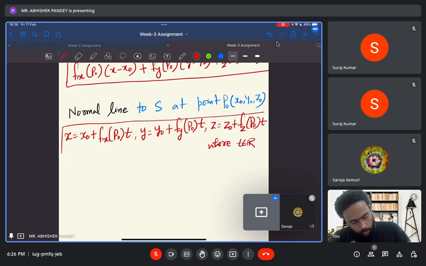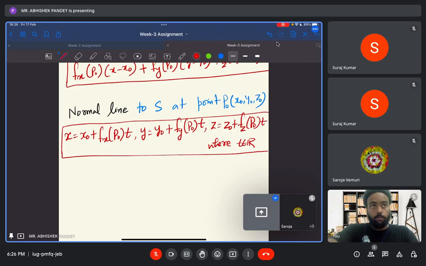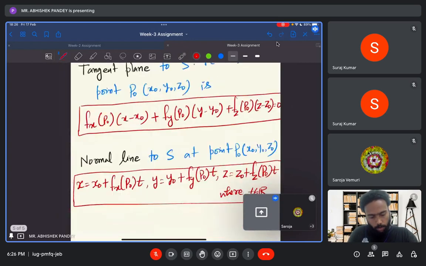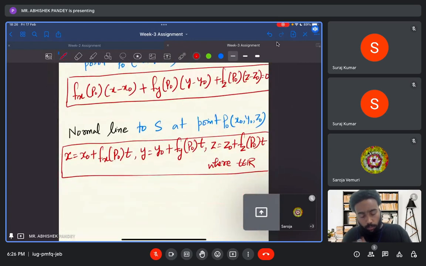So based upon this, we'll solve some problems, but before that, we will see a plane tangent to a surface. So this is the equation. I hope this is clear because we will use this frequently to solve the problems. Is it clear? Clear, sir. Okay.